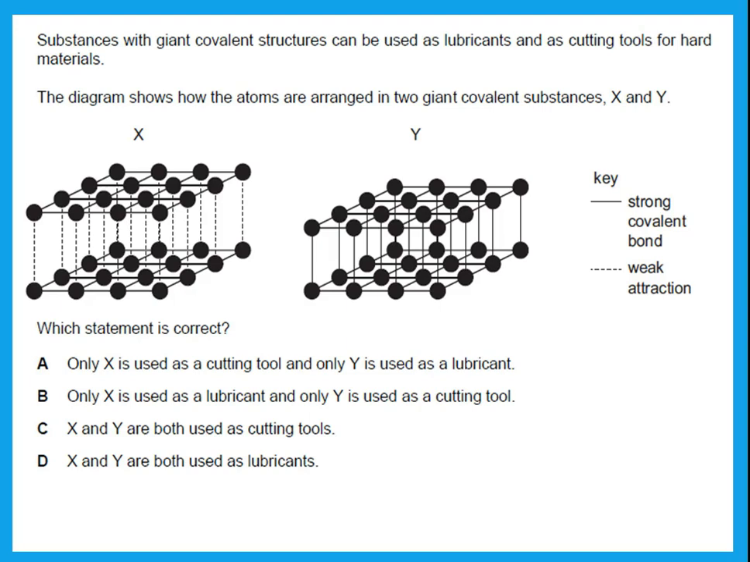No. A cutting tool has to be strong, and if X has weak attraction forces between the layers, that means it is not strong, it's soft, so A is wrong. Only X is used as a lubricant and only Y is used as a cutting tool. Yes, I would agree with that. X and Y are both used as cutting tools? That's not right, because X is not strong, it is soft. X and Y are both used as lubricants? I would disagree because Y is strong, so the answer must be B.